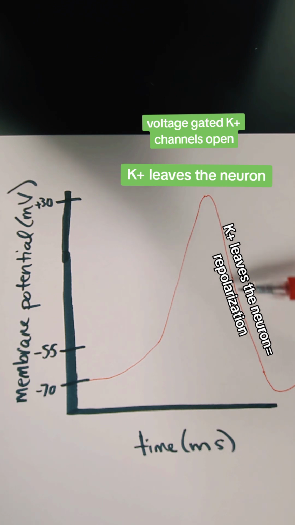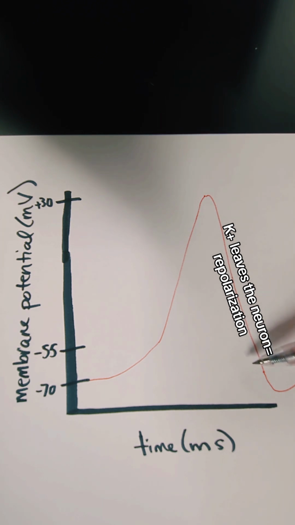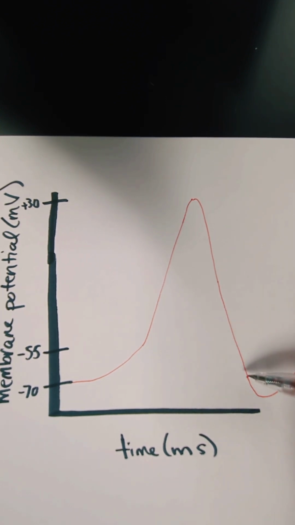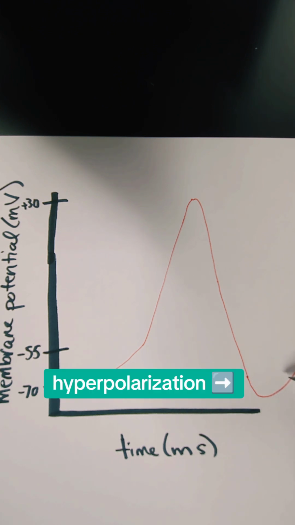We call this portion of an action potential repolarization because the membrane charge inside is going to drop and return towards that resting membrane potential. Now, you'll notice that once we reach the terminal portion of this action potential curve, we see that the charge, the membrane potential, drops slightly below that of resting membrane potential. This period of time is called hyperpolarization.